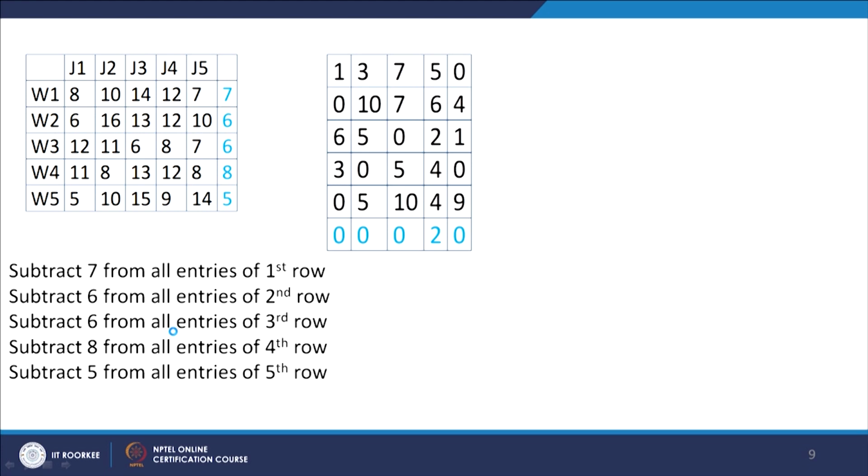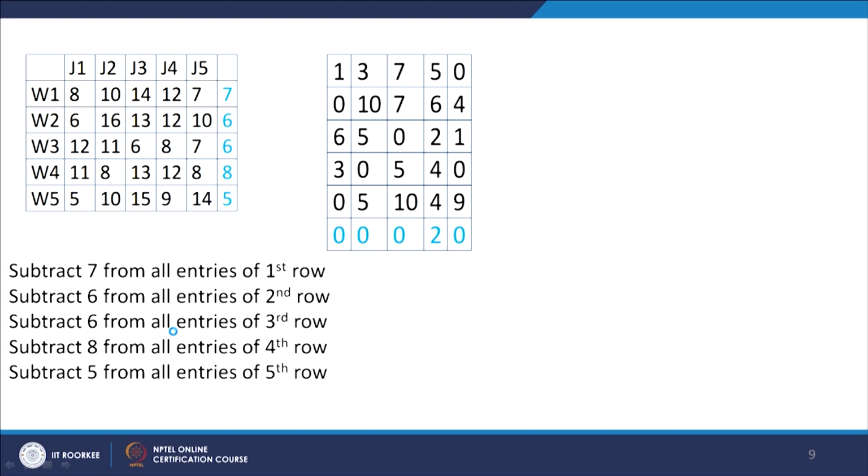rows, you have to repeat the process for the columns. You can see that in the first column the entries are now 1, 0, 6, 3, 0. So, what is the minimum? Minimum is 0. Second column: 3, 10, 5, 0, 5. Minimum is 0. Third one: 7, 7, 0, 5, 10. Minimum is 0. And the fourth column is 5, 6, 2, 4, 4. Here the minimum is 2, and the last column also has minimum 0.